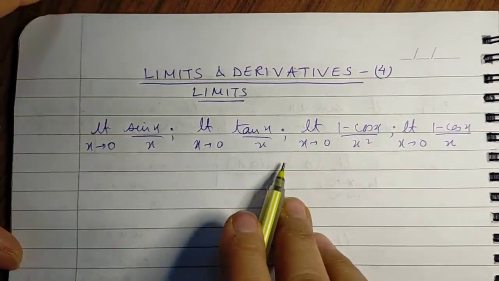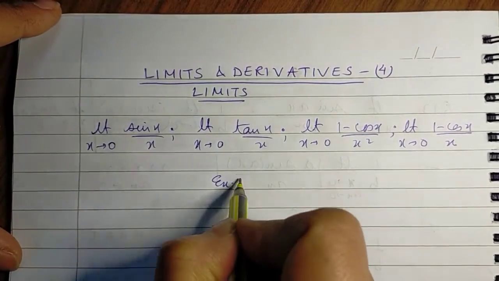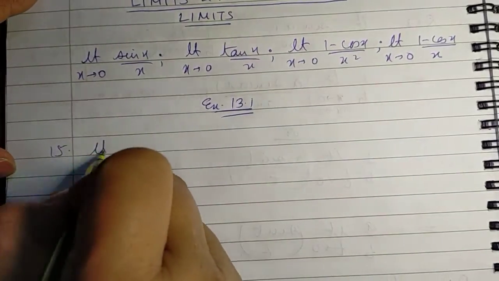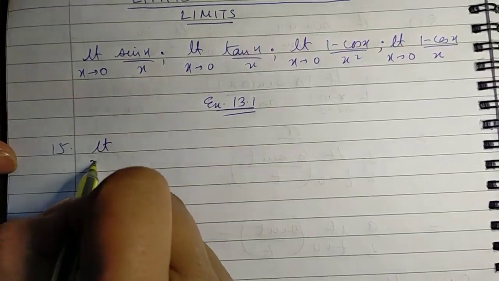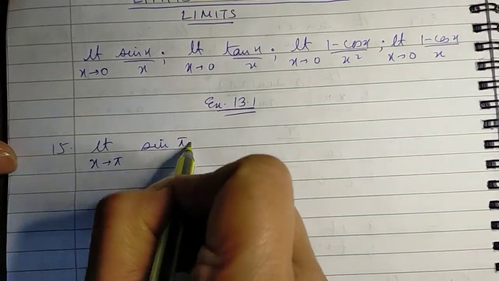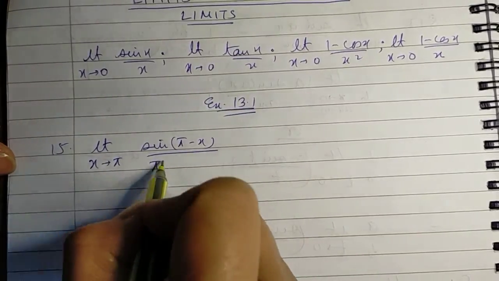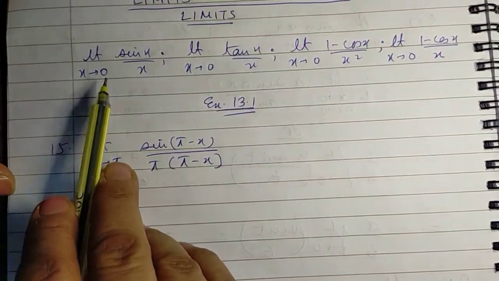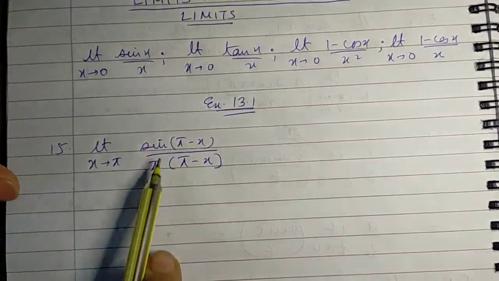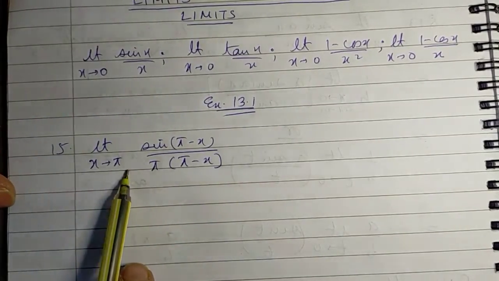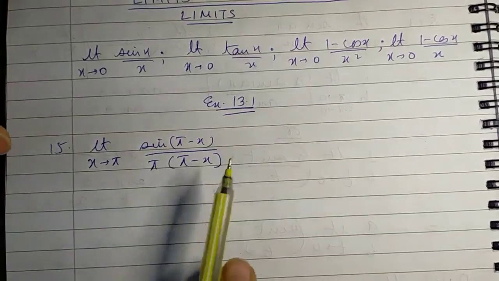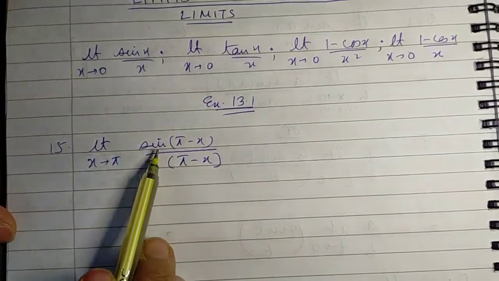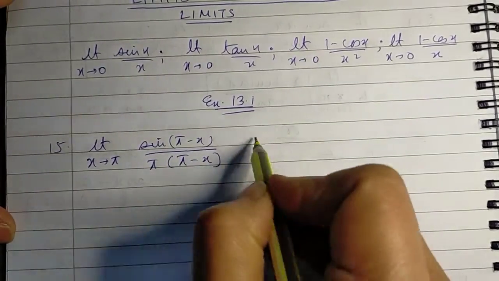In each of these cases, we have studied limit x tending to 0 and then done the needful. Now in exercise 13.1 we have a question like question number 15, which says find limit x tending to pi sine of pi minus x over pi times pi minus x. We have done the result for limit x tending to 0 sin x over x, whereas over here we have x tending to pi. If you observe carefully, if you put x tending to pi, it is sine 0 over 0, which is 0 by 0 form.